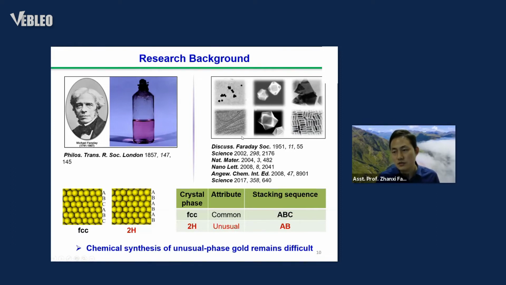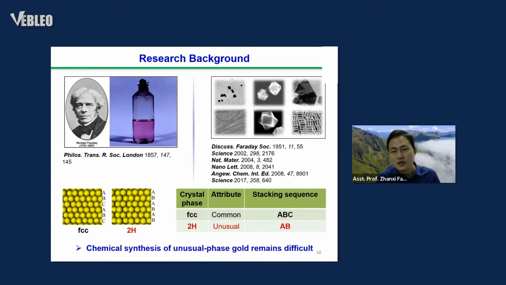You can see here single nanowires, polyhedra, gold nanorods, and also gold nanocages. But all these structures mostly adopt the FCC structure, which is the thermodynamically stable phase of gold. Until 1997, scientists observed an unusual phase, the 2H phase, in the transmission electron microscope. Compared to the conventional phase, the 2H phase has an unusual stacking sequence of AB along the close-packed direction, compared to ABC for the FCC phase.